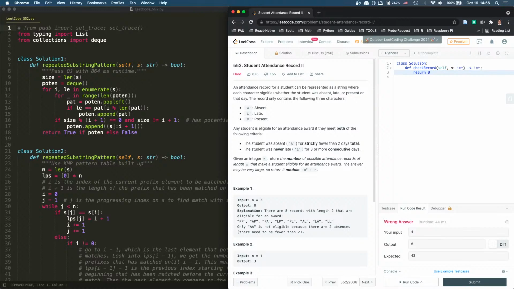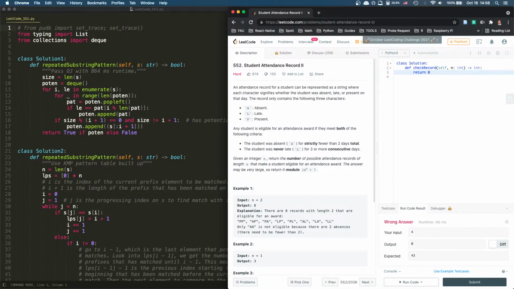We have 3 situations, right? So let's do 3. Each position has 3, so 3 to the third. So in total we have 27 possibilities. Now among the 27 possibilities, we're going to do 2 to the third minus C3 choose 1. That's all the situations where we have 2 A's.